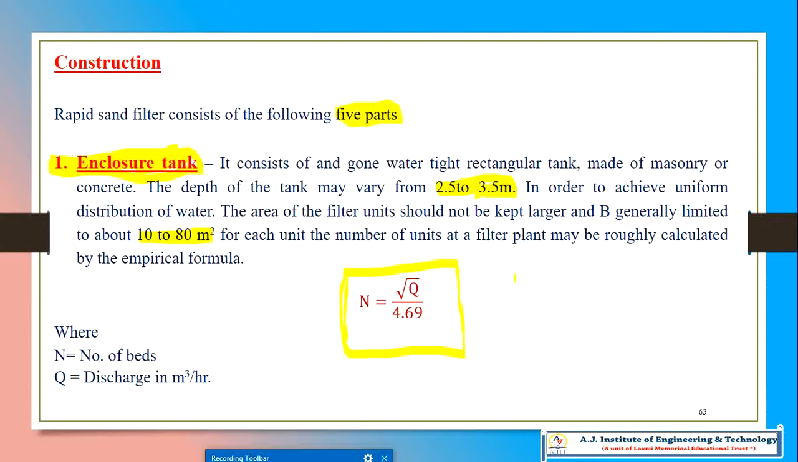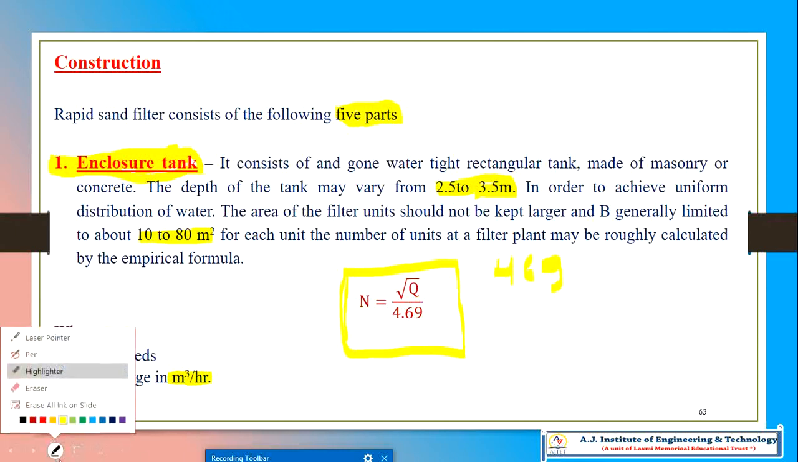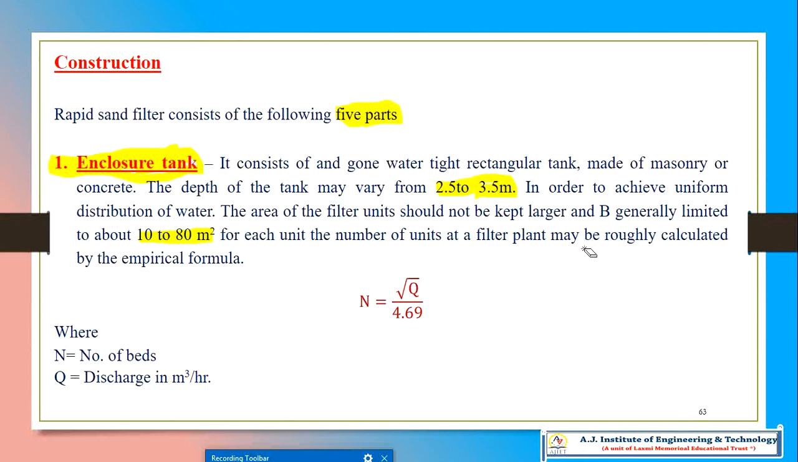For example, q, your rate of discharge, is 469. Then it will be almost 10. Like that, 10 units can be used. If you take q, it should be in discharge, meter cube per hour. Q should be meter cube per hour, so that you can use the number of units in the treatment units. That is the enclosure tank. This is about the first concept.